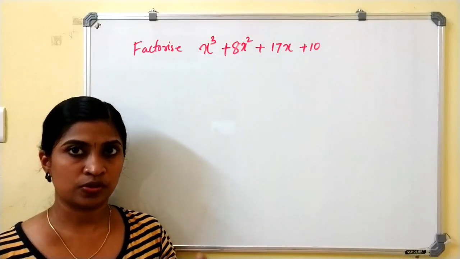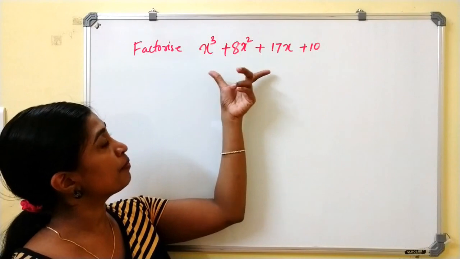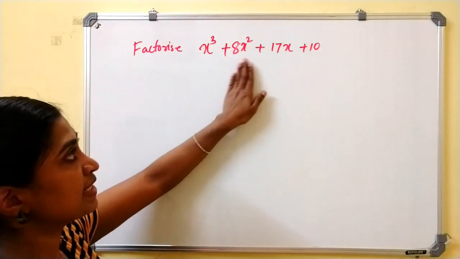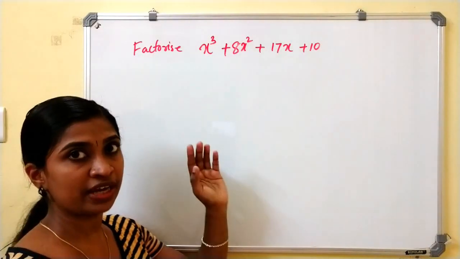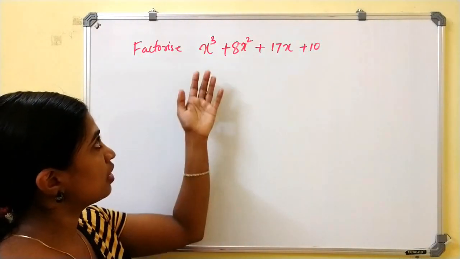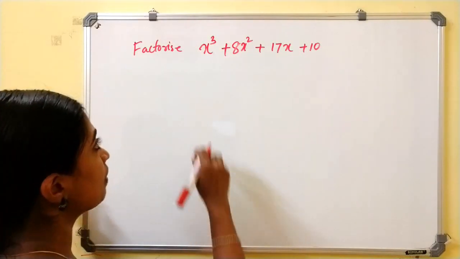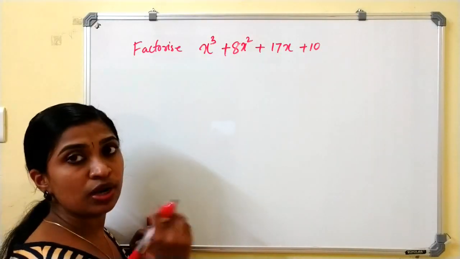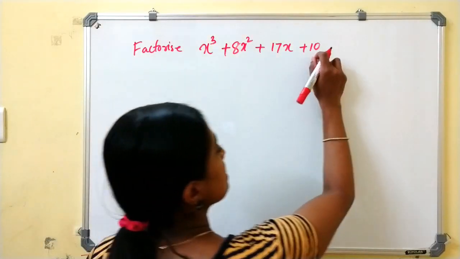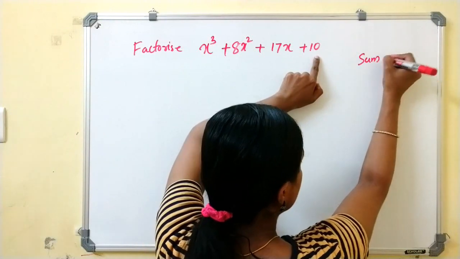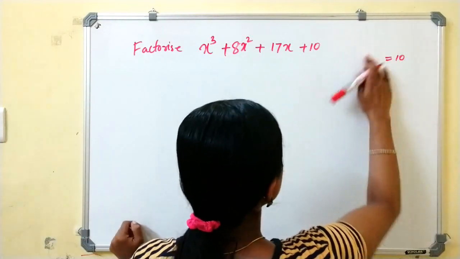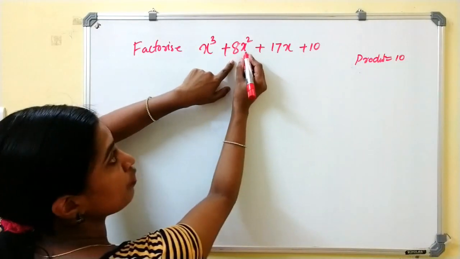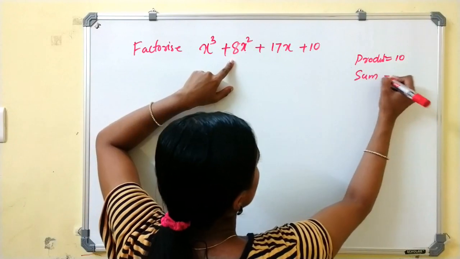Now let us do a question to factorize a polynomial of degree 3. The question is x cube plus 8x square plus 17x plus 10. We are asked to factorize this polynomial of degree 3, a cubic polynomial. So here we have seen how to factorize a quadratic equation. In this case, the product is 10, and the sum is the coefficient of x square. Sum is equal to 8.